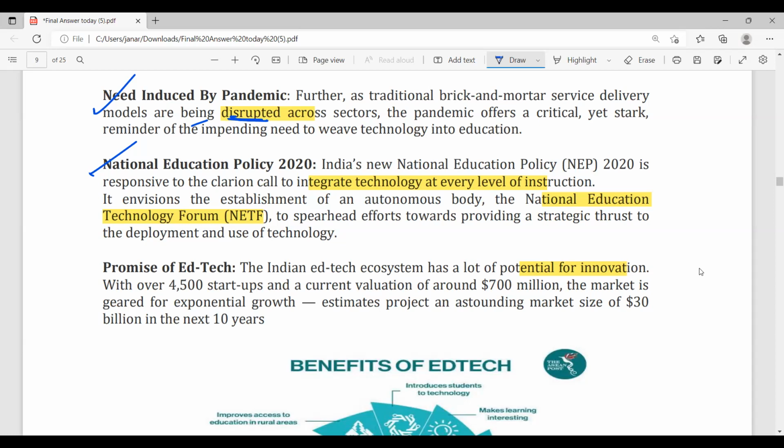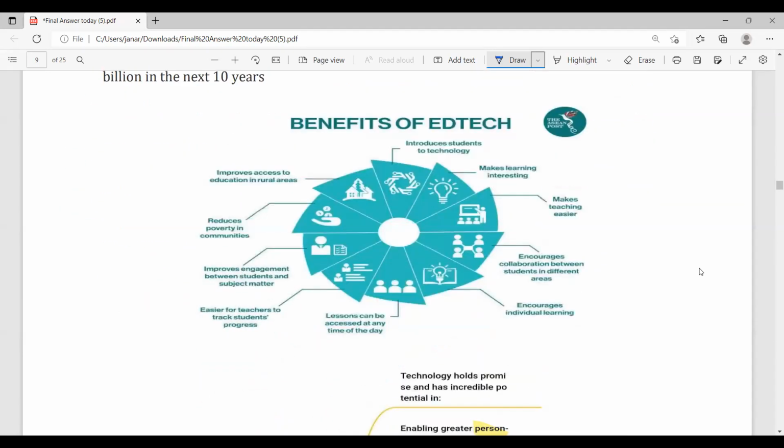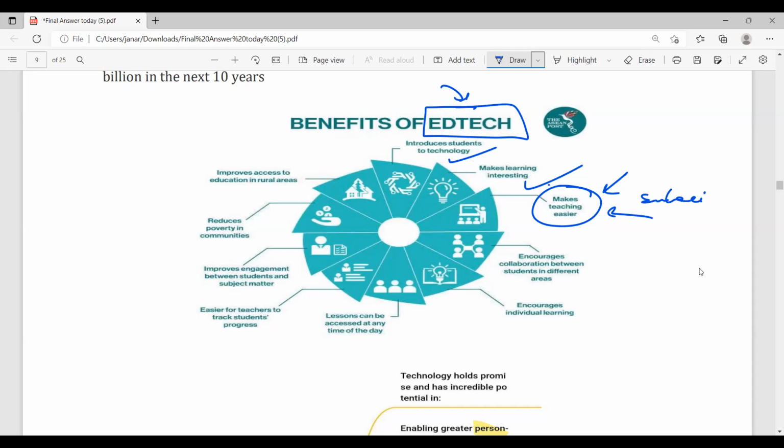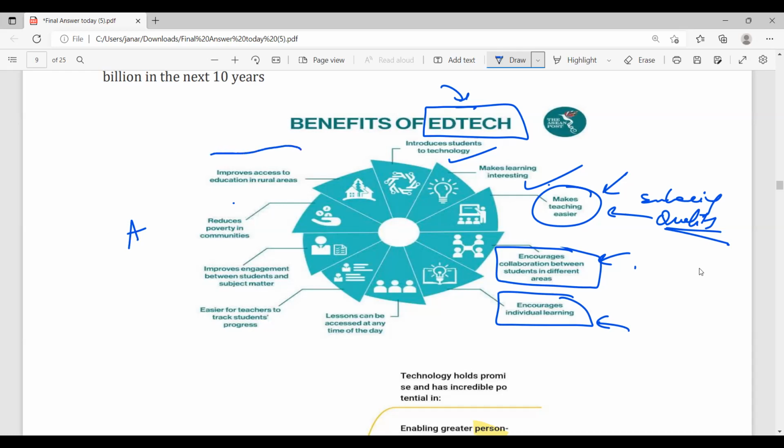The New Education Policy also wanted to create a special National Educational Technology Forum to use technology to enhance the learning experience. A lot of scope is there. You have Atal Tinkering Labs, where there is exposure to technology, and EdTech can enhance that feature, making learning interesting and teaching easier. Teachers can continuously focus on enhancing quality. There is collaboration between students in different areas, international collaboration, individual learning, and improved access in rural areas.